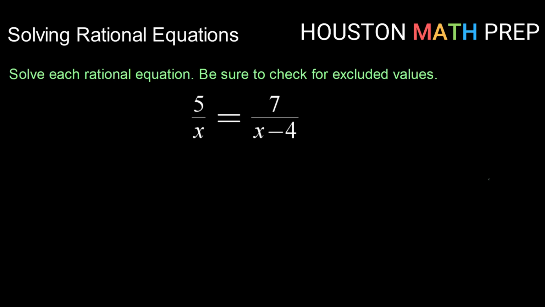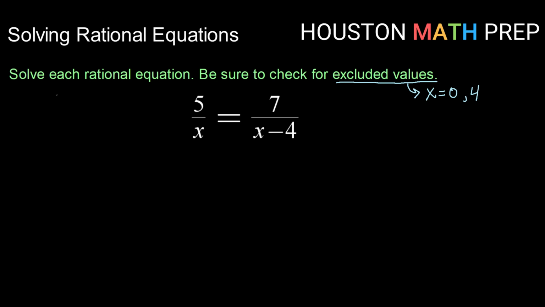Okay, let's try that again. So here's our new equation, 5 over x equals 7 over x minus 4. We always want to start out by listing our excluded values, so taking each and every denominator and asking what would make it 0. So 5 over x, our denominator there is x, and the value that would make that 0 is 0. Taking our second denominator, our x minus 4, the value of x that would make that 0 is 4, because 4 minus 4 is 0. So x equals 0 and x equals 4 are both excluded as possible solutions.